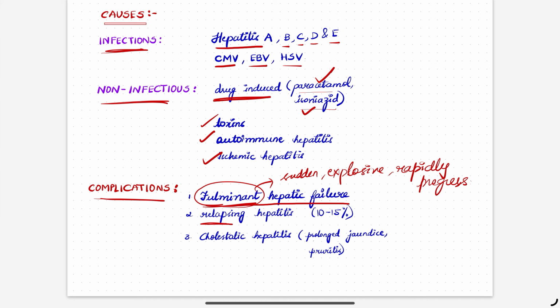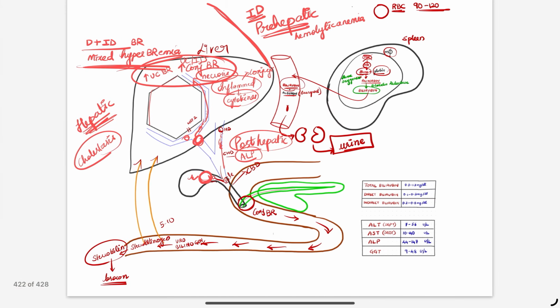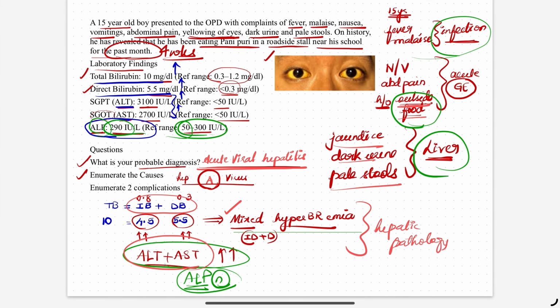Rarely they cause relapsing hepatitis in 10 to 15% of cases. Another complication can be cholestatic hepatitis because of prolonged jaundice, and it may cause pruritus. These are a few complications of acute viral hepatitis. So we are done with the three questions.